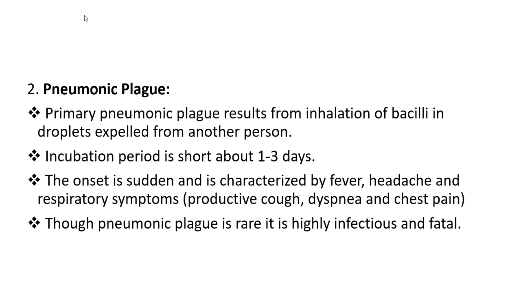So next is pneumonic plague. Primary pneumonic plague results from droplet inhalation, inhalation of the bacilli expelled from another person. Here the incubation period is about 1 to 3 days. The onset is the same, but here we get the infection mainly by inhalation of droplets. So the respiratory system is involved here. We will have productive cough, then difficulty in breathing and chest pain.